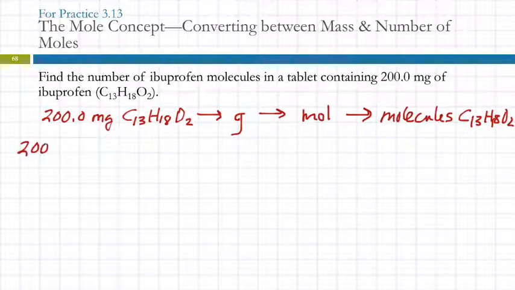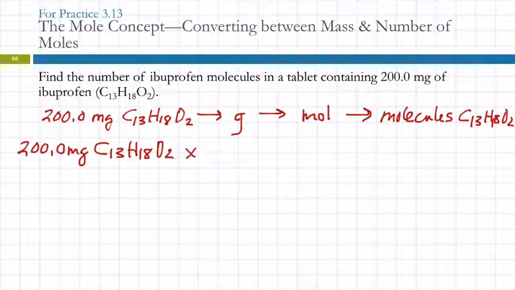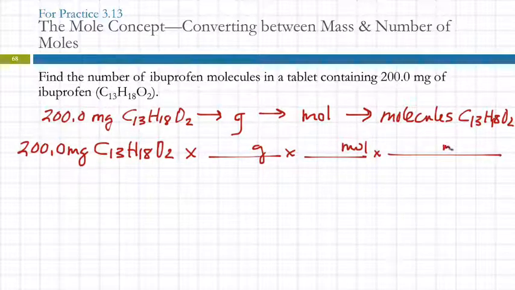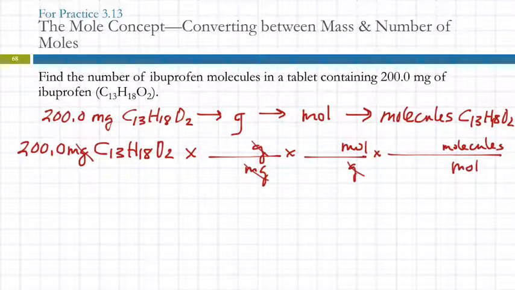Okay, 200.0 milligrams of C13H18O2. And I'm going to convert this to grams, and then I'm going to convert it to moles, and then I'm going to convert it to molecules. And so then I fill in the units. I want milligram down here, so that cancels out. And grams down here, so those cancel. And moles down here, so that cancels. Remember, MOL is mole, and molecule, you got to write the whole stupid long word.